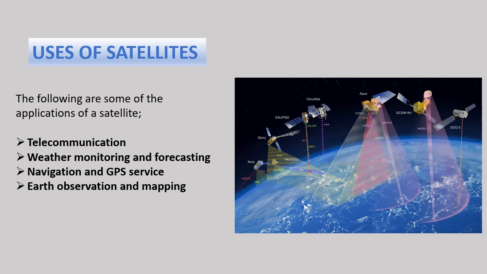Now, satellites are widely used for communication purposes, including telephony, television broadcasting, and data transmission. Also, satellites are used for weather monitoring and forecasting. They collect data about the Earth's atmosphere, the clouds, and weather patterns. This data is used to monitor weather conditions. It is used to track storms.